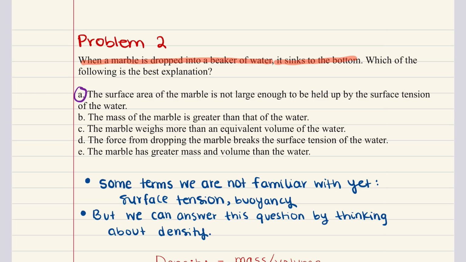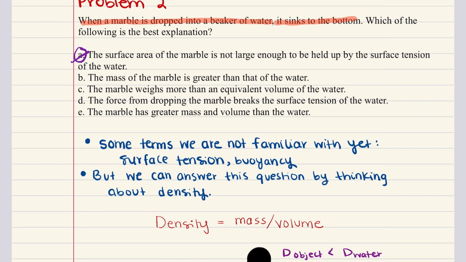A says the surface area of the marble is not large enough to be held up by the surface tension of the water. Now, while surface tension can support small objects on the surface of water, it's generally not the factor that determines whether an object will sink or float. Surface tension is way more relevant for very small, very light objects, and a marble typically doesn't fall into that category. So A is not the best explanation of why the marble sinks.